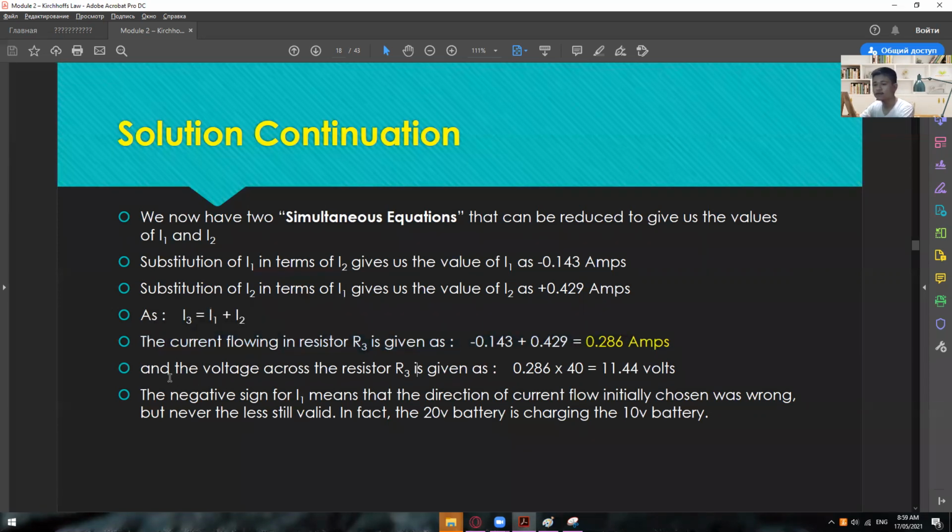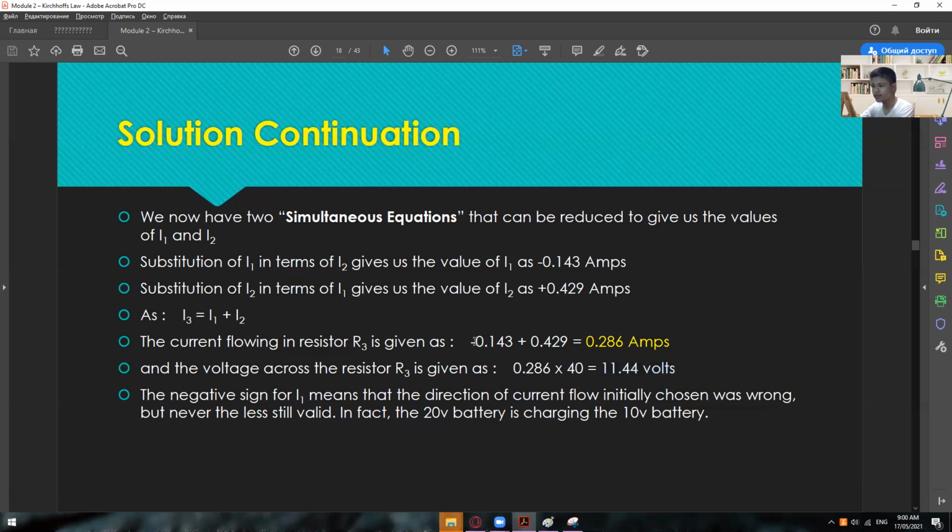Okay. And if you wanted to get the voltage across that R3, you can use V is equal to I3 times R3. So I3 is 0.286 and then R3 is 40. So the voltage going through that branch or path is 11.44 volts.